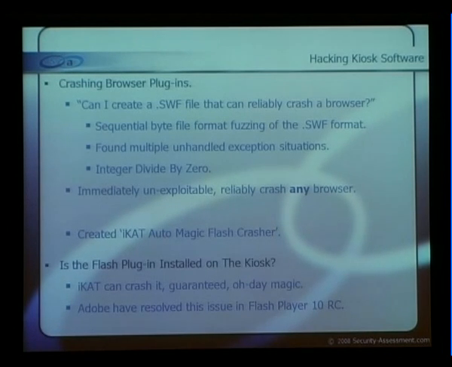I found multiple files that created unhandled exceptions within the Flash player and would reliably crash Flash on OS X, Linux, Windows, AIX, Solaris, pretty much any platform, and pretty much any version of Flash. The exact vulnerability was an integer divided by 0 vulnerability. I mean, this isn't really exploitable to get code execution, but this is exploitable in our situation where we can make something crash. So I created what I call the ICAT Auto Magic Flash Crasher. If the Flash plugin is installed, ICAT will crash it. It works. It's guaranteed, 0-day magic.